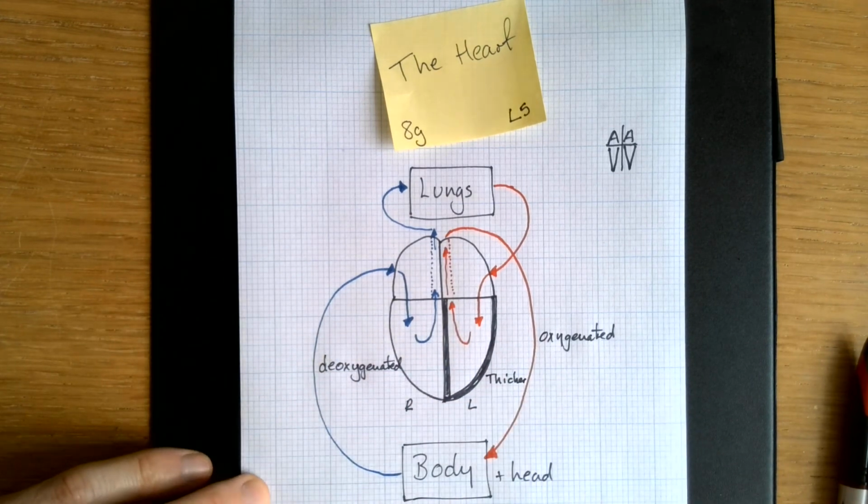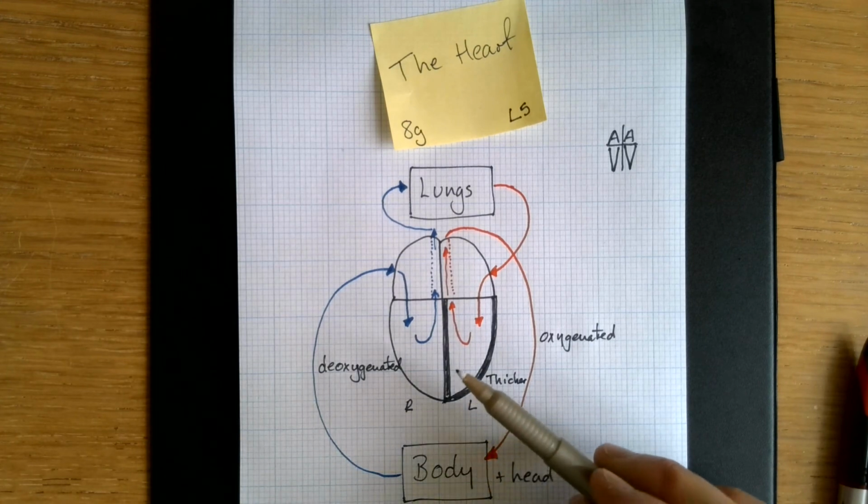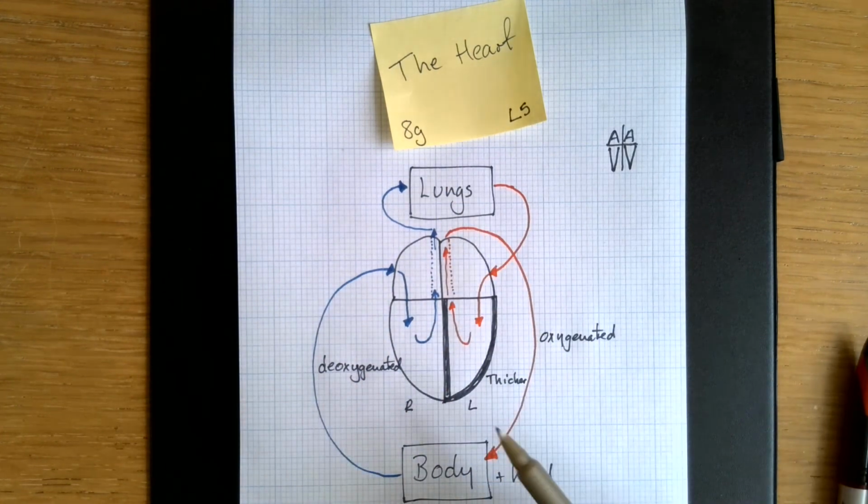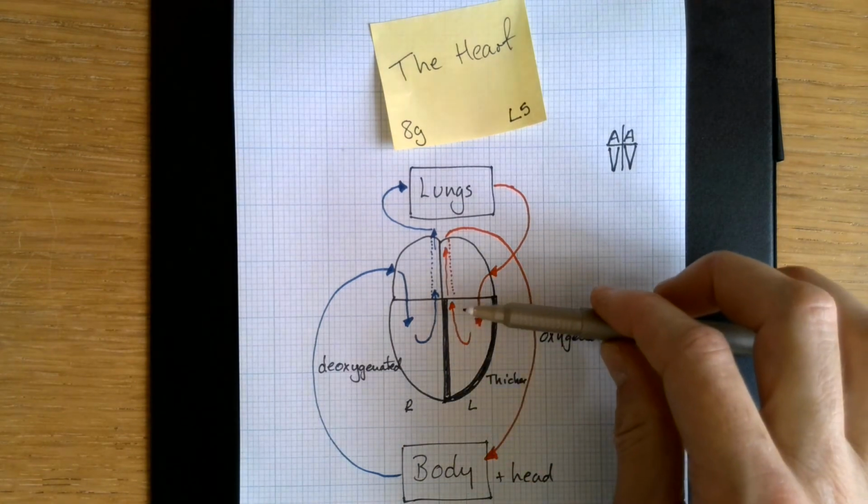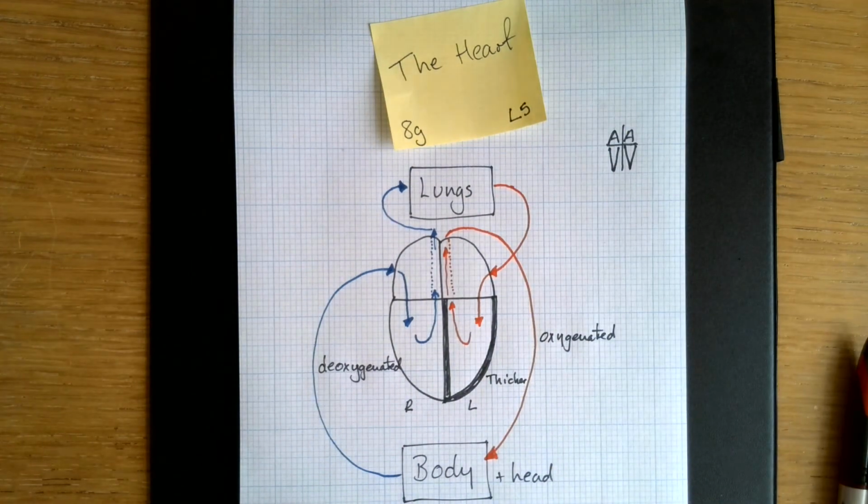So this is thicker. And the reason for that is the muscle is thicker because it has to push blood further. The lungs are next to the heart, so it's got to pump blood all the way down to your toes and to your fingertips. But it also has to push blood up against gravity all the way to your head as well. So it needs to generate more force in order to do that.